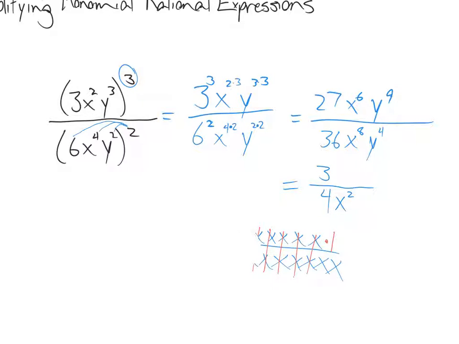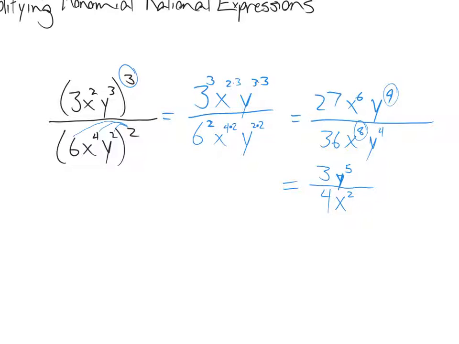Y to the 9th over y to the 4th. Y to the 5th, and that's going to be on the top. Why is it on the top though? Because there's 9 on the top and 4 on the bottom.